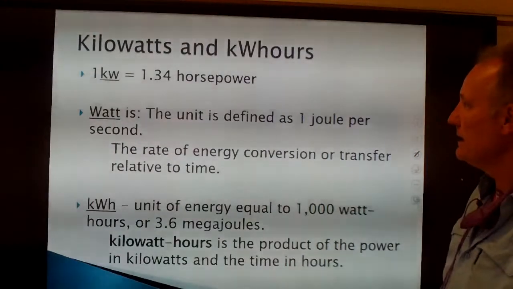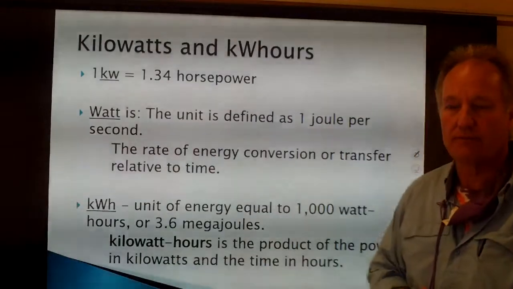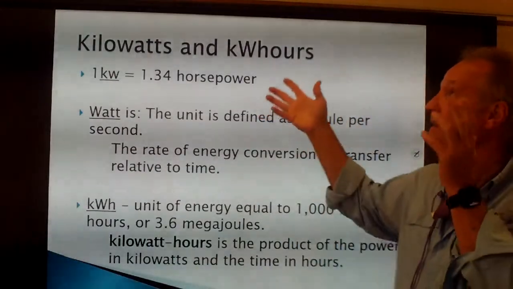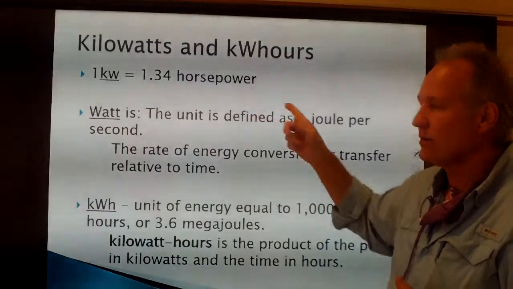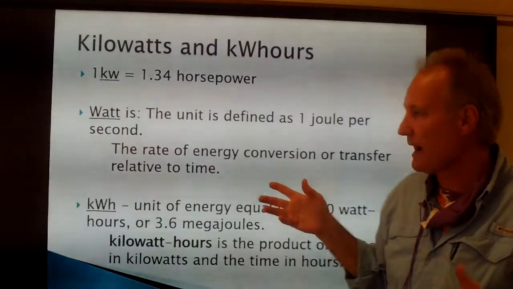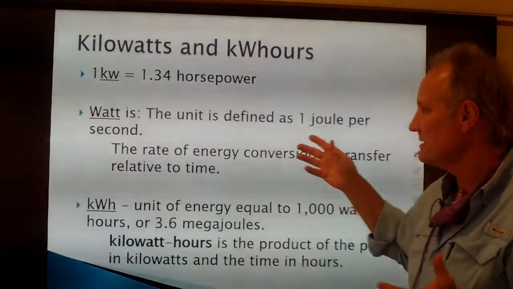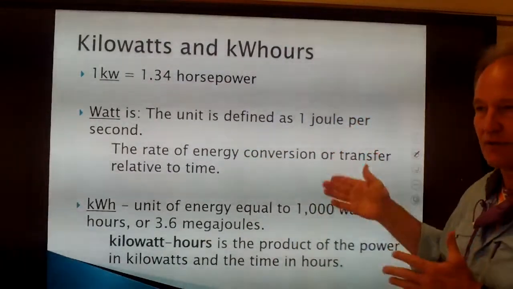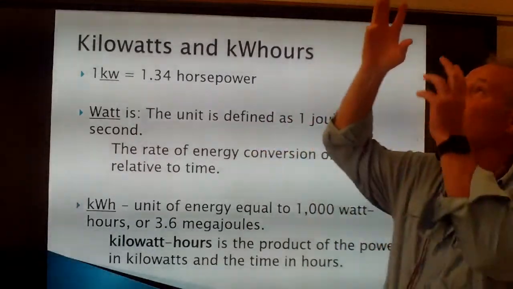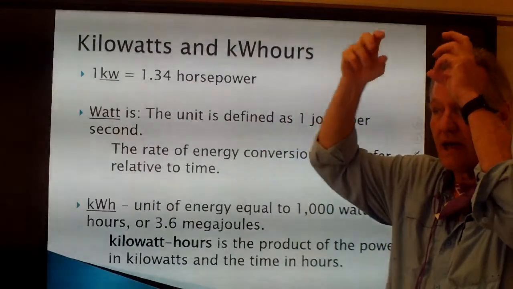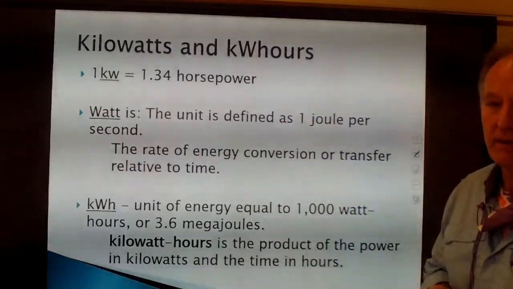Okay, kilowatts and kilowatt hours. Now, we have electricity to run the board and to turn on the lights, and a kilowatt is equal to 1.34 horsepower. And a watt is defined as 1 joule per second. So go back to the beginning, we talked about joules. All right, 1 joule per second. So you're making or using enough energy every second to make it equal to a joule.